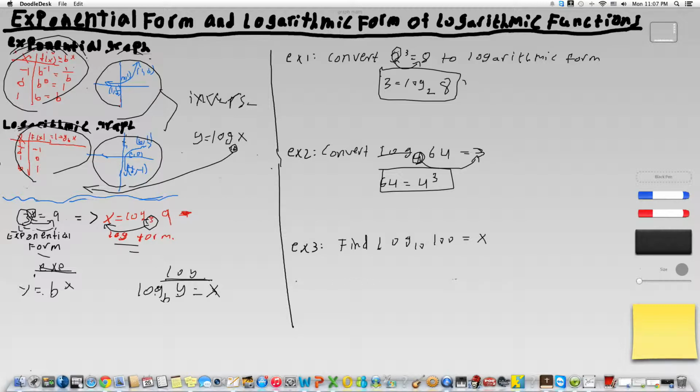And then the last problem, example 3, says to find log base 10 of 100 equals x. So for this problem, we see that we first have to convert the log form to an exponential form in order to solve, because we're solving for x. So like the other two previous problems, we will move the base, which is 10, to the other side, which in this case is the right side, and remove the word log. So that will produce 100 equals 10 to the power of x.